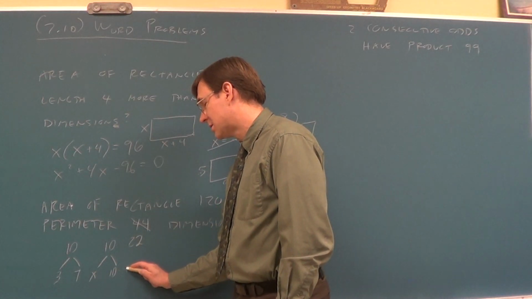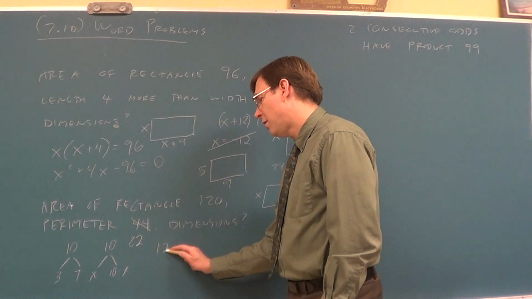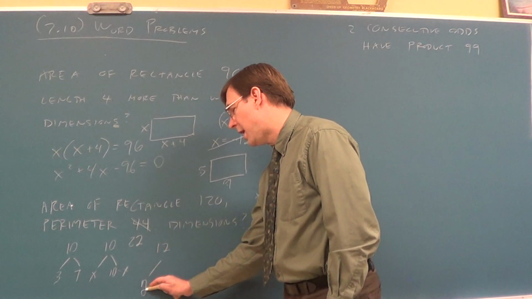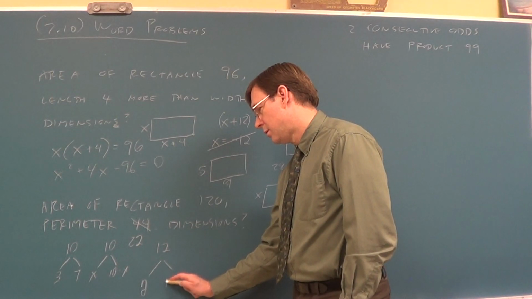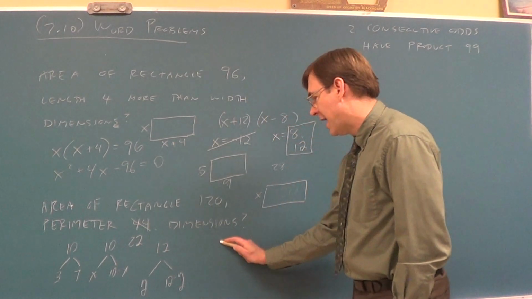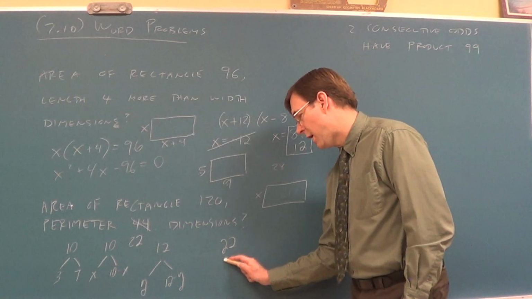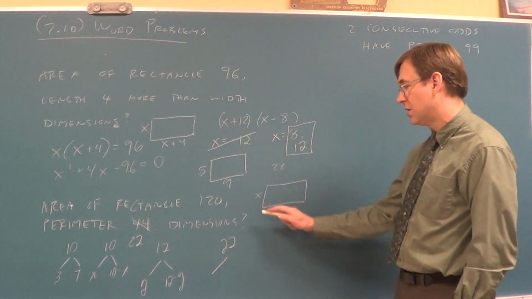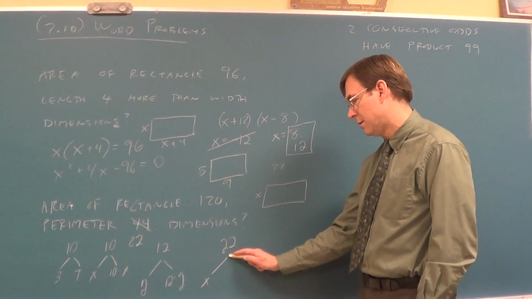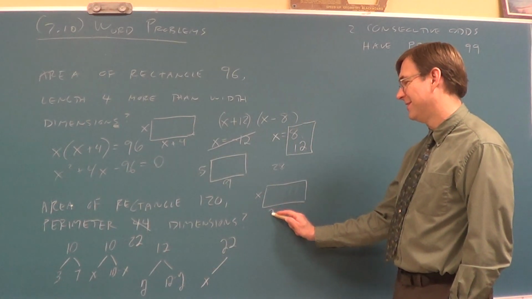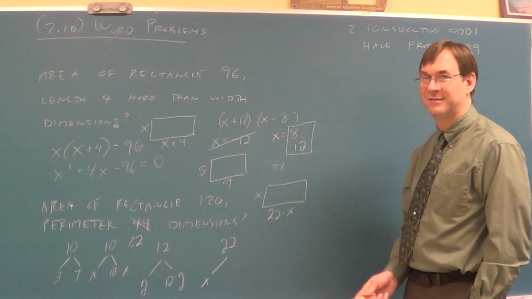If I had 12 cookies and I gave Y to a friend, the other friend gets 12 minus Y. I have 22 inches to give away of perimeter-ish stuff. And X went to the side I labeled already, so the other is 22 minus X.